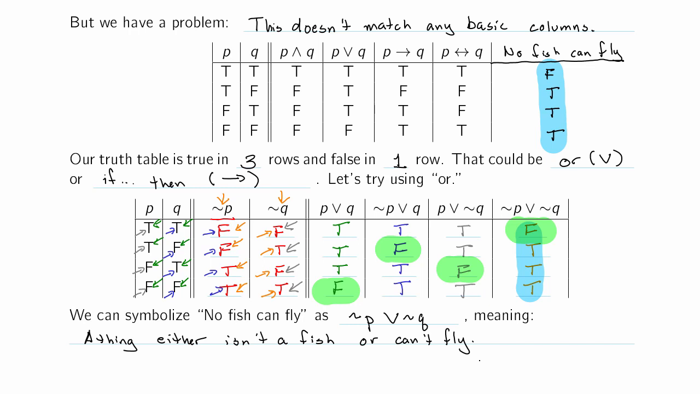Now, you may have noticed that we made a choice there. We made a choice to use a disjunction, an or statement, rather than an if-then statement. Could we have symbolized this using an if-then statement? Yes, we could have. However, because the or statement is easier to work with, we're going to prefer to symbolize a negative universal in this way, not P or not Q.